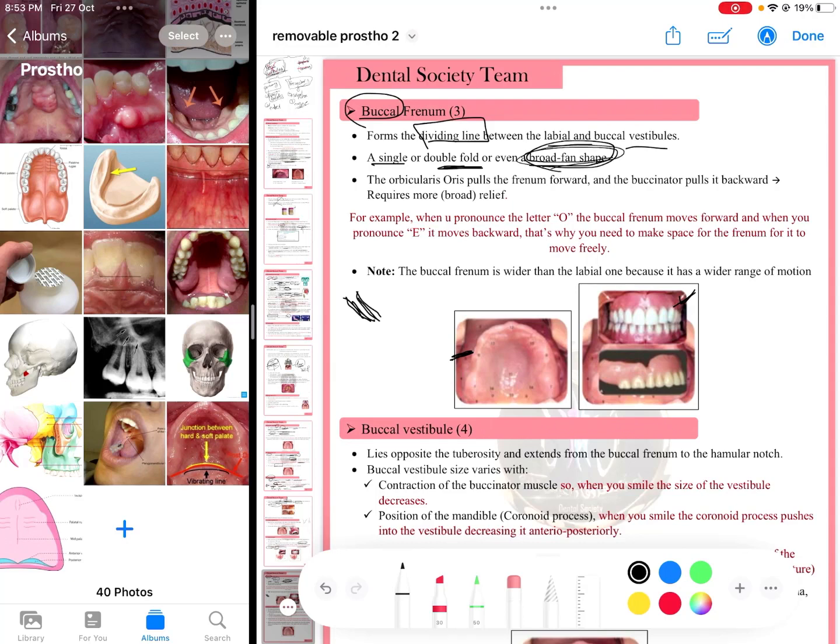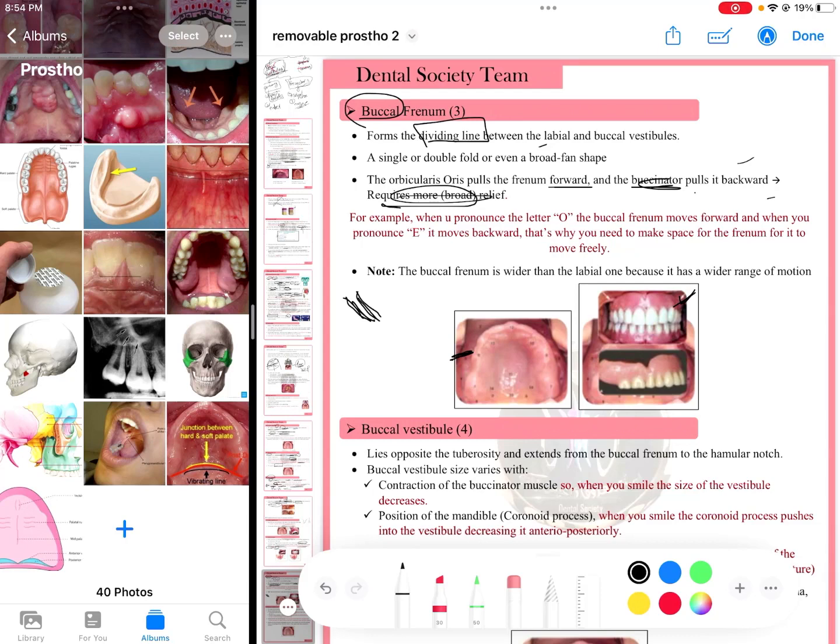Here, why are they bigger, and why do we have to make the relief or the notch? The notch is the opening that I made on the denture. The notch must be bigger for the buccal frenum. Why? Because the orbicularis oris, the muscle that we talked about, will pull the frenum forward and the buccinator will pull it backward, so it will move more. So the movement of the buccal frenum is more than the movement of the labial frenum.